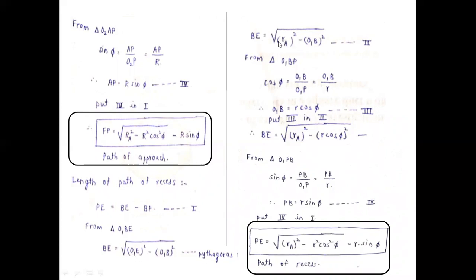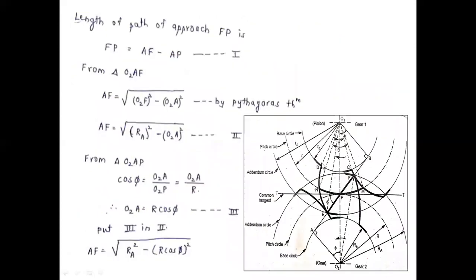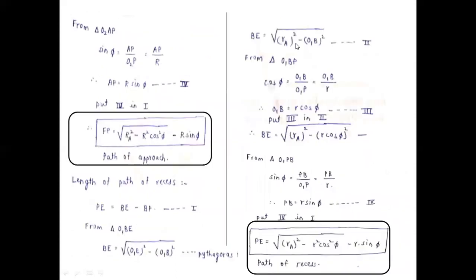O1E is small ra. This is the addendum circle radius for the pinion, the same here, EO1. So this is RA minus O1B square. Now we have to find out the value of O1B.